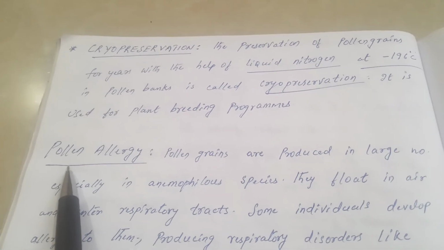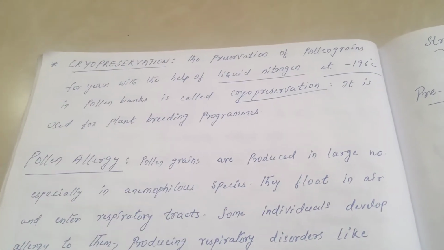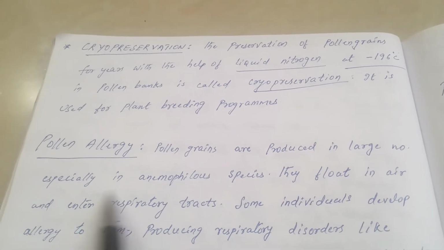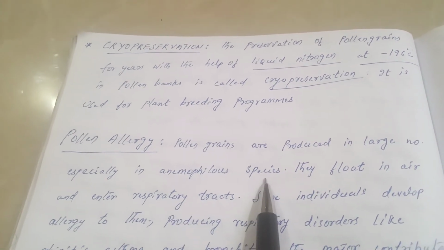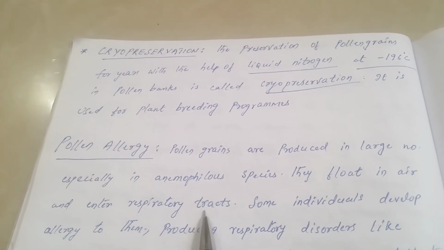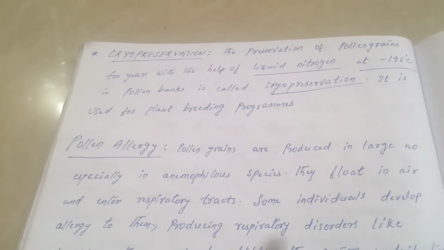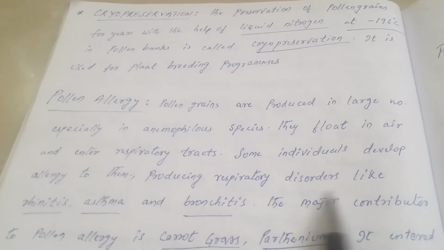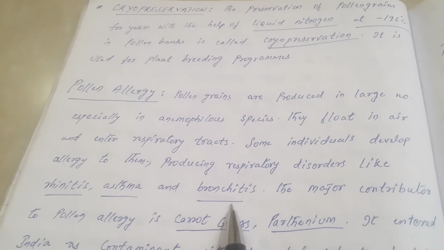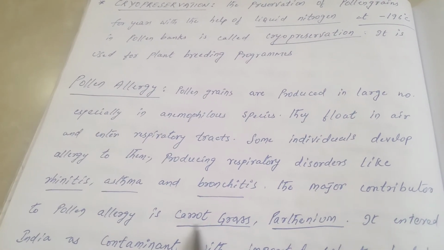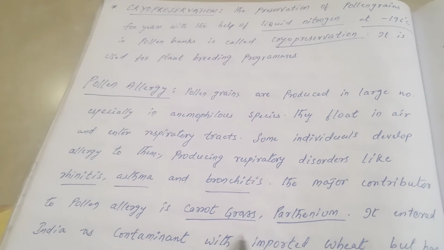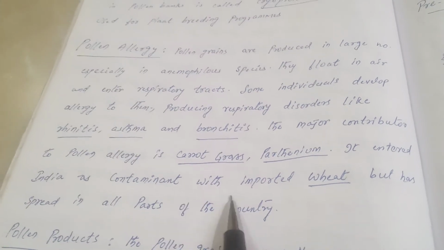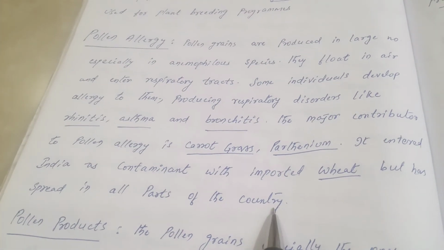Another important point is pollen allergy. Some pollen grains are produced in large numbers, especially in anemophilous species. They float in air and enter respiratory tracts. Some individuals develop allergy to them, producing respiratory disorders like rhinitis, asthma and bronchitis. The major contributor of pollen allergy is carrot grass. The scientific name of carrot grass is Parthenium. It entered India as a contaminant with imported wheat but has spread in all parts of the country.